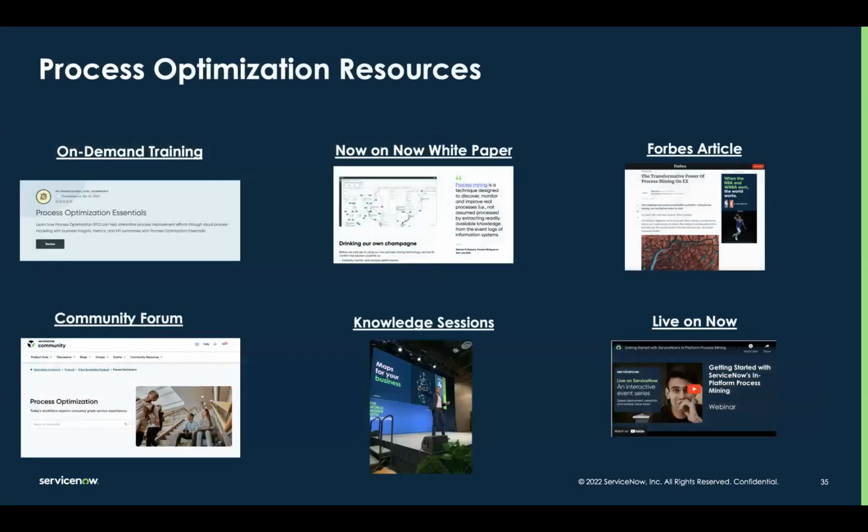There are tons of other resources out there. I really hope that you visit the Process Optimization Product Hub on the community forum. That'll get you links. Or if you search ServiceNow Process Optimization FAQ on Google, it'll get you to a landing page, which has a ton of information and links to all of these other additional resources. So search ServiceNow Process Optimization FAQ. You'll get a page that's got all of these links available to you.